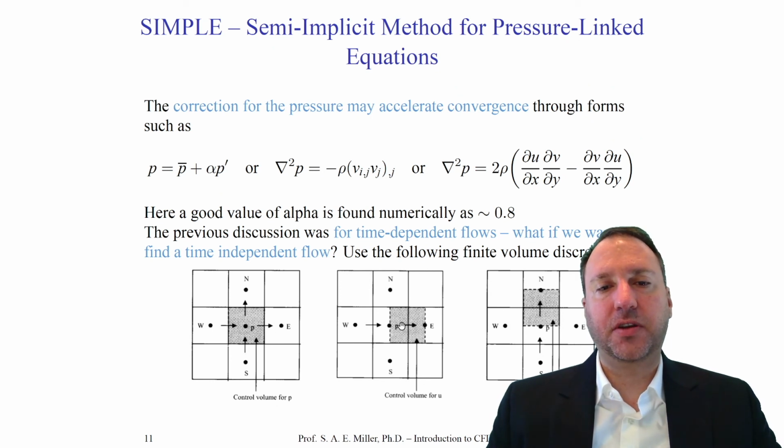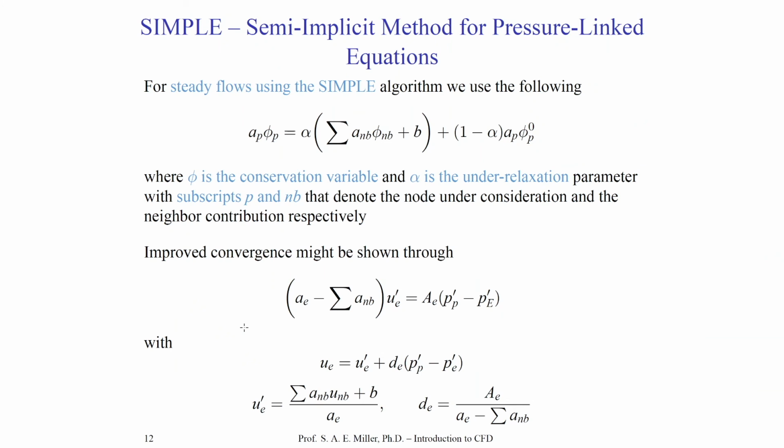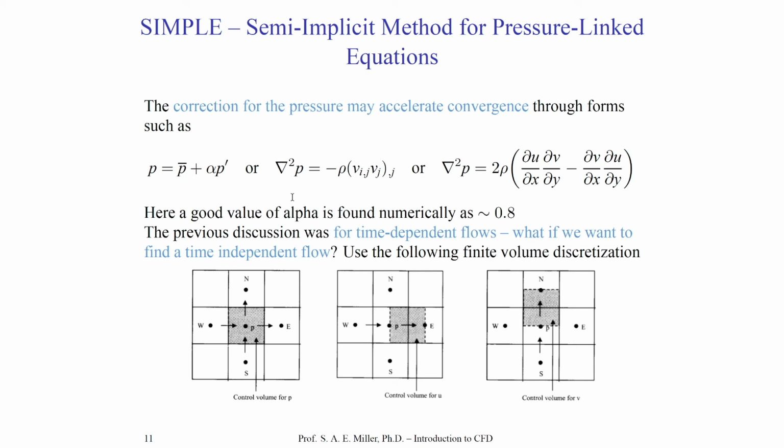So the control volume for U and, of course, P are actually staggered relative to the central control volume for P. This is, of course, part of the reason why they call it a semi-implicit method for pressure-linked equations. It's not explicit, it's not implicit, but it is semi-implicit in that it's a mixed scheme. For steady flows, the SIMPLE algorithm becomes even simpler, if you will, and we can substitute a conservation variable phi, and alpha will be called the under-relaxation parameter for subscripts P and NB. So these P and NBs will denote the node under consideration within the two-dimensional finite volume grid.